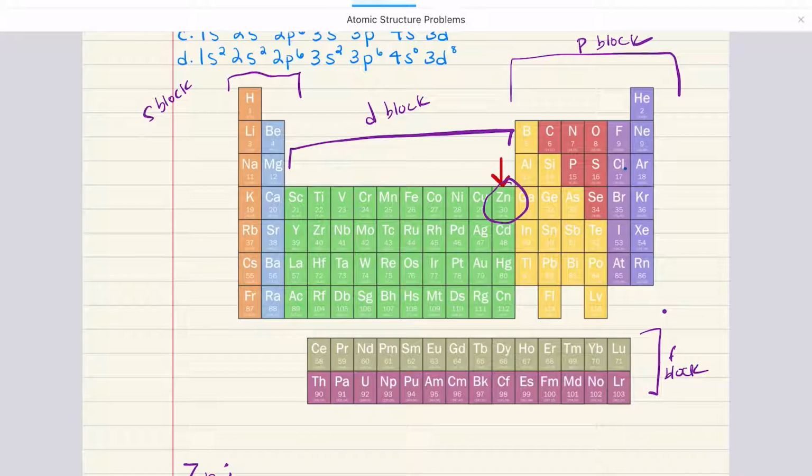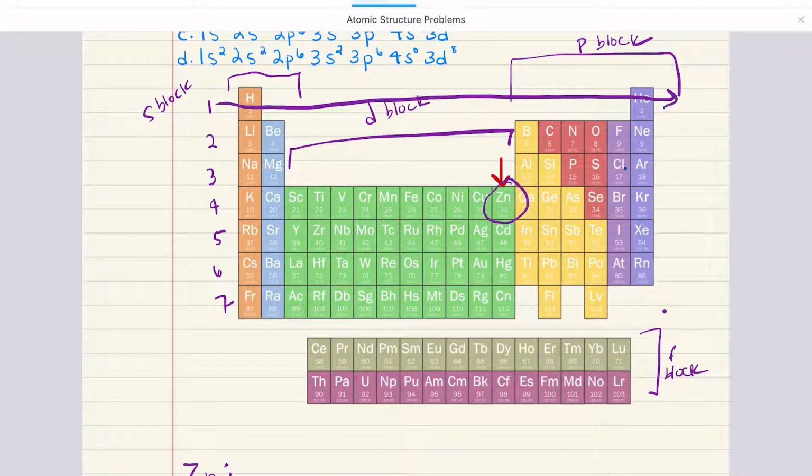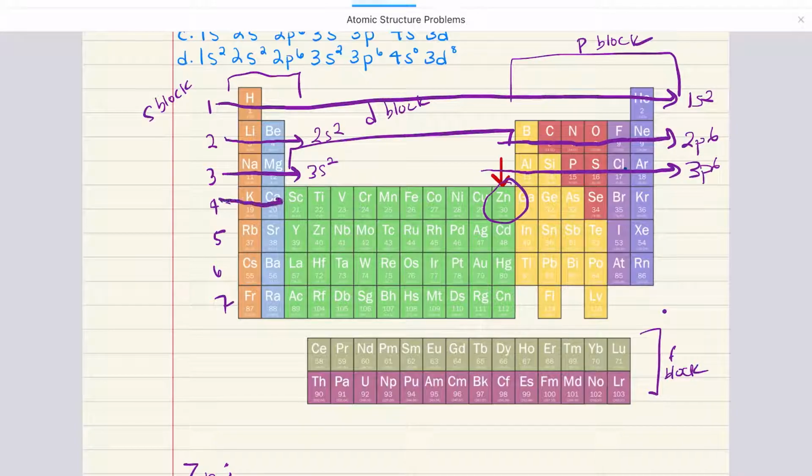So we start here, and also remember that these rows are numbered, 1, 2, 3, and that's going to help guide us as well. So we start right here, 1s2. This is filled. Then we go over here, 2s2, that's filled. Then we make it over here. This is the 2p, 2p1, 2, 3, 4, 5, 6. This is filled, 2p6, 3s2. And then we make it over here, 3p1, 2, 3, 4, 5, 6, 3p6, then 4s2, and then 3d1, 2, 3, 4, 5, 6, 7, 8, 9, 10.